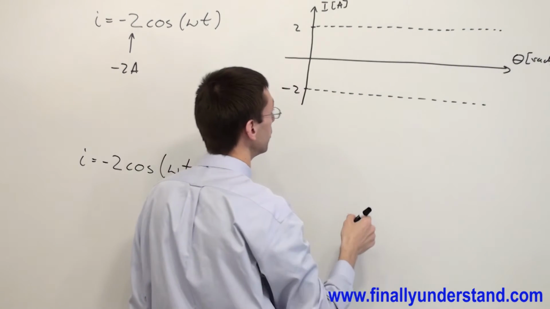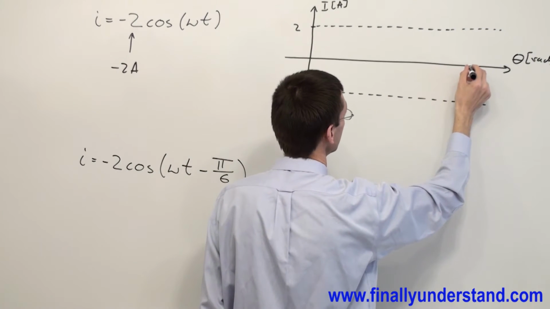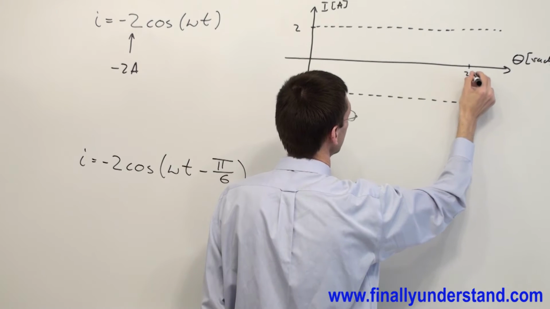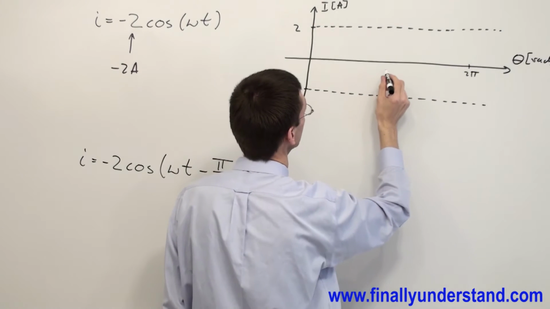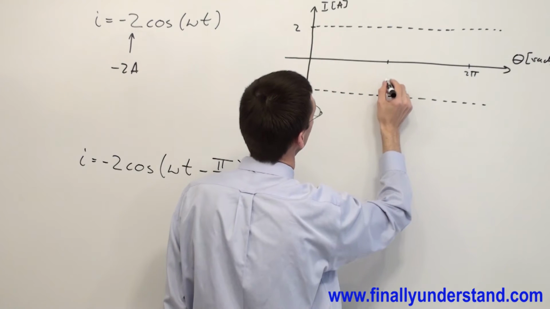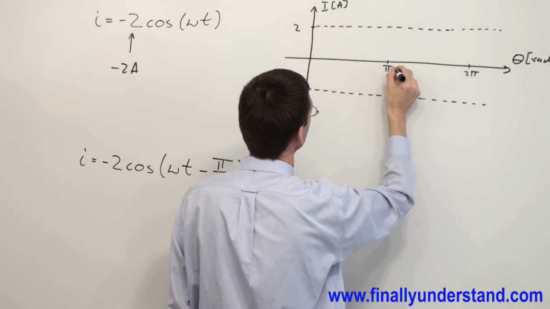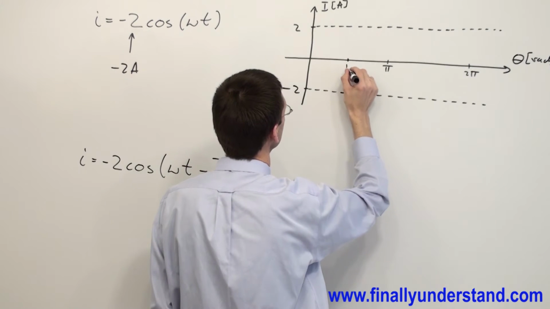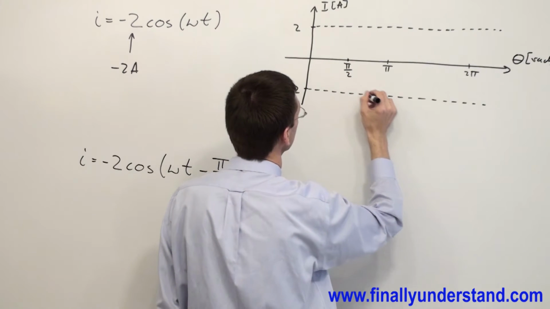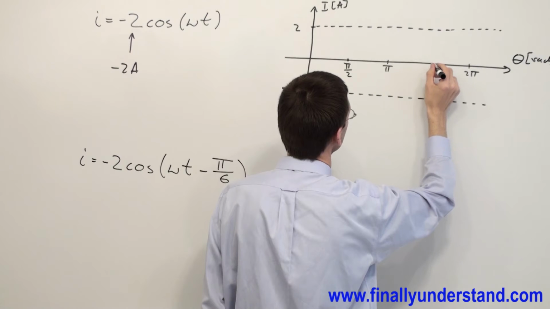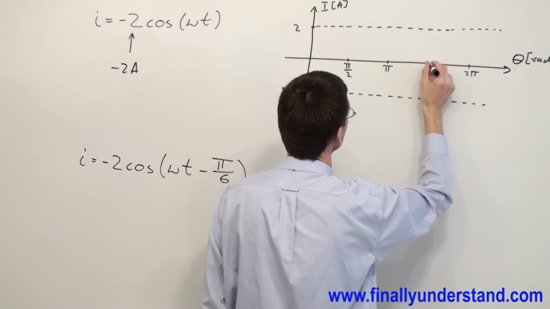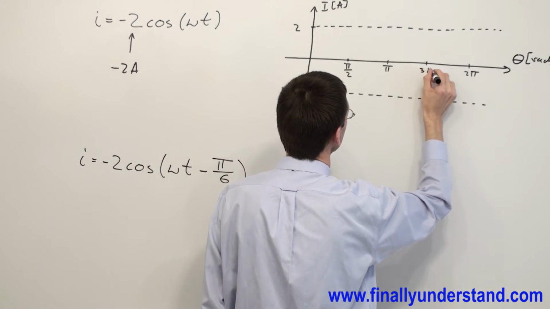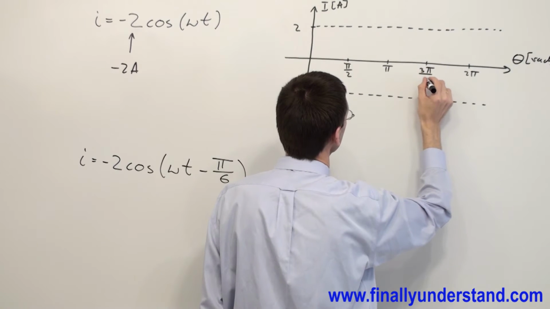Next, I have to find the 2 pi value. Half of it is going to be pi. Half of pi is going to be pi over 2. And half of pi to 2 pi is going to be 3 pi over 2.